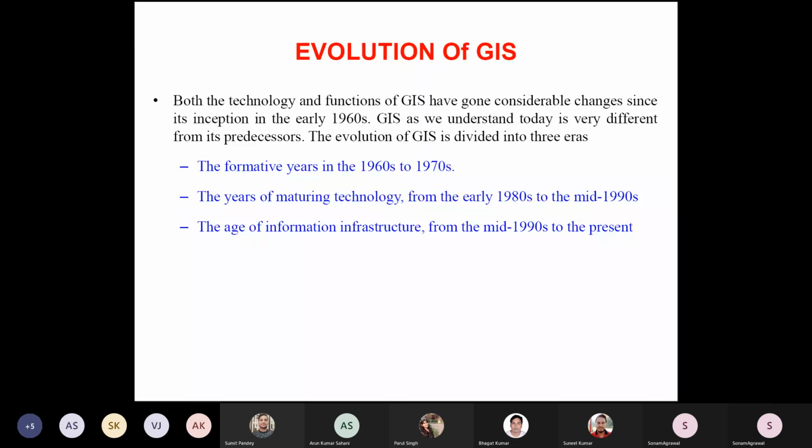Who was the developer of that GIS? Canadian Geographic Information System, CGIS, was the name of that GIS. Who was the developer of that one? Roger Tomlinson. Yes. Roger Tomlinson is considered the father of GIS, and he created and gave the very first computer-based geographic information system for Canada. So this is how we mark the starting of GIS.